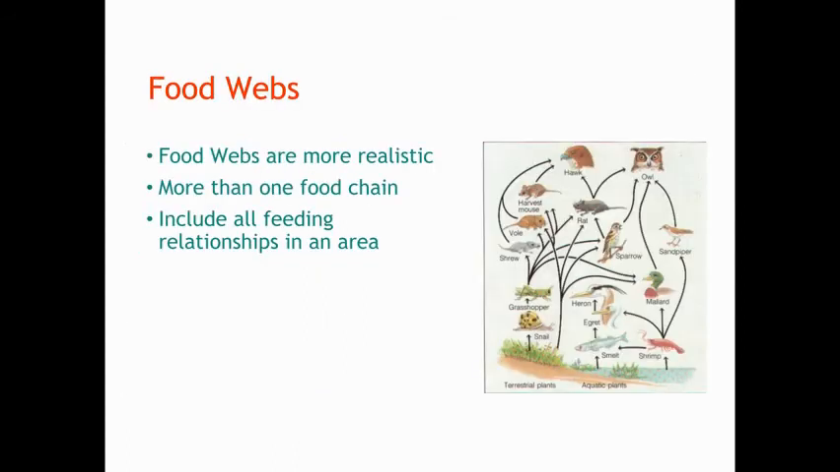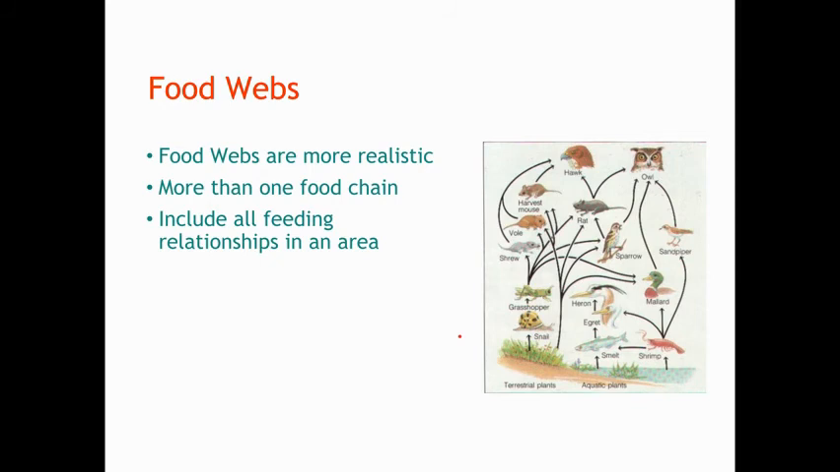A food web is more realistic. It has many, many food chains. For instance, we have one here from aquatic plants to the smelt, to the egret, to the heron. That's one food chain. Or from the terrestrial plants to the snail, to the grasshopper, to the rat, to the owl. That's a second food chain. So there's many food chains within this one food web, and it includes all the feeding relationships.